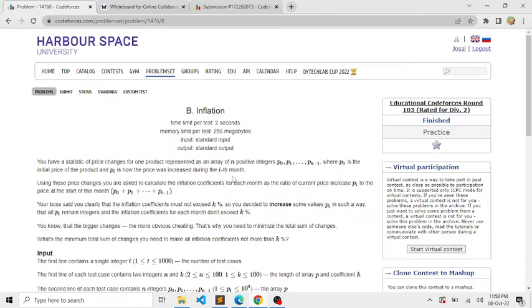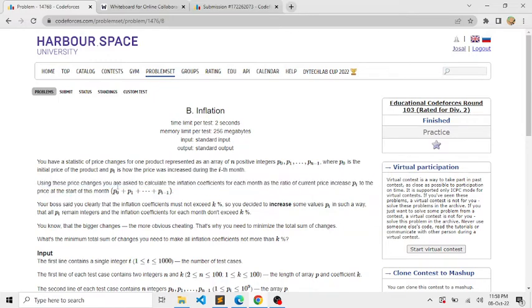In today's video, we are going to go over another question on Codeforces, that is Inflation. So let us quickly go over the problem statement. You are given a statistic of price changes of one product represented as an array of n positive integers p0, p1 up to pn-1, where p0 is the initial price of the product and pi is how the price was increased during the ith month.